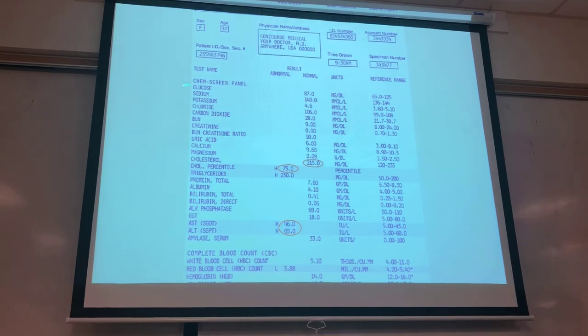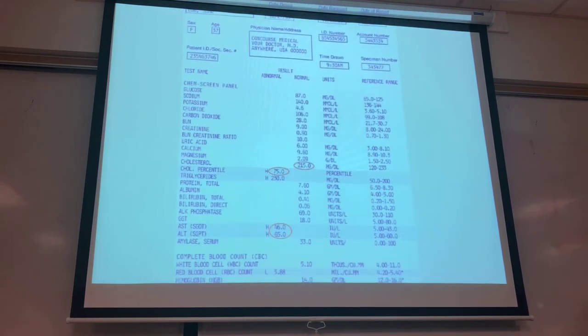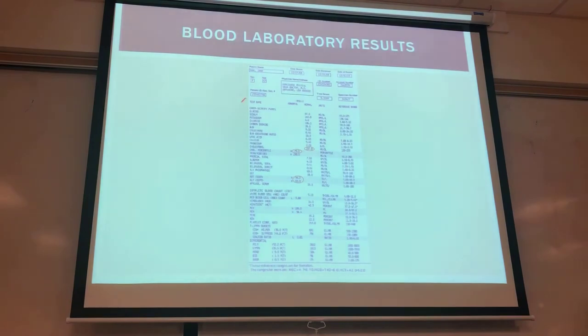Here you can see a chemistry panel, and I want to just divvy this up for you. These would be things that are dissolved in the blood. So this is a measure of the plasma, while these are going to be a measure of the formed elements.